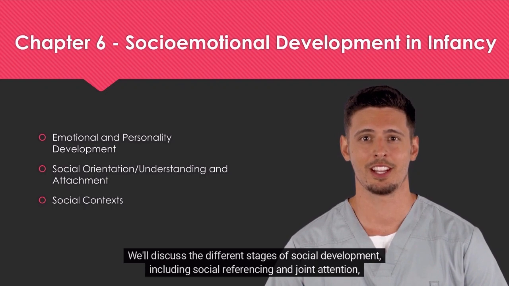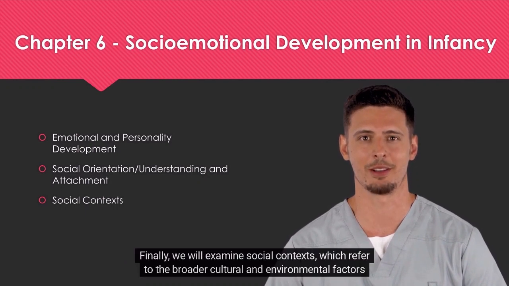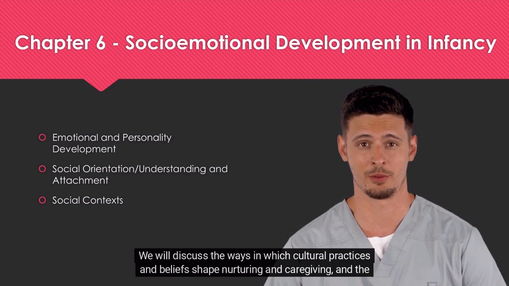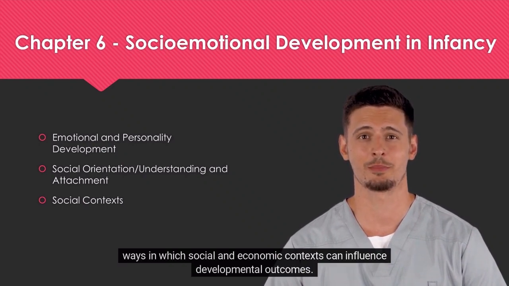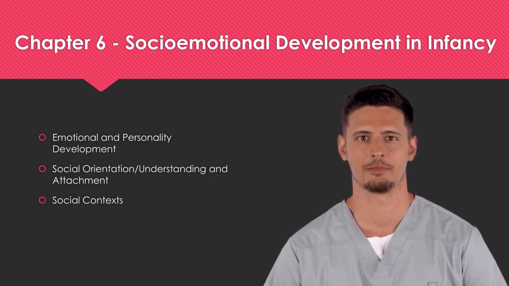We'll discuss the different stages of social development, including social referencing and joint attention, and the ways babies bond with their caregivers. Finally, we will examine social contexts, which refer to the broader cultural and environmental factors that influence social and emotional development in childhood. We will discuss the ways in which cultural practices and beliefs shape nurturing and caregiving, and the ways in which social and economic contexts can influence developmental outcomes. Overall, this chapter provides a comprehensive overview of the emotional, personality, and social development that occurs in childhood.